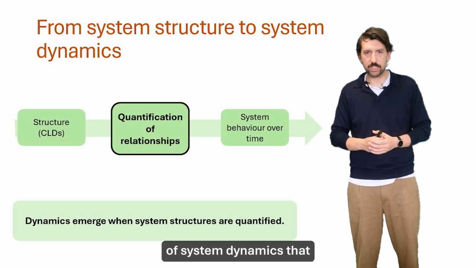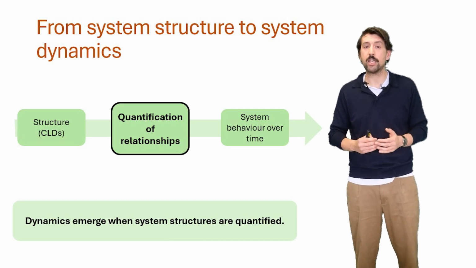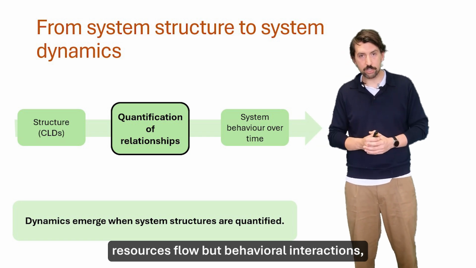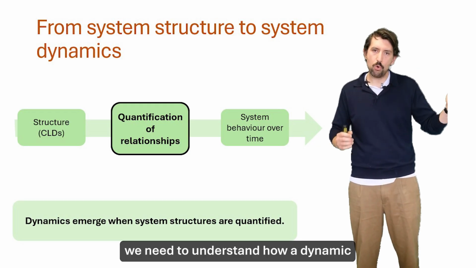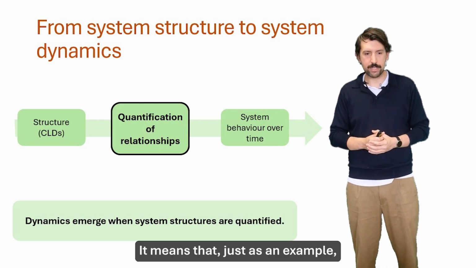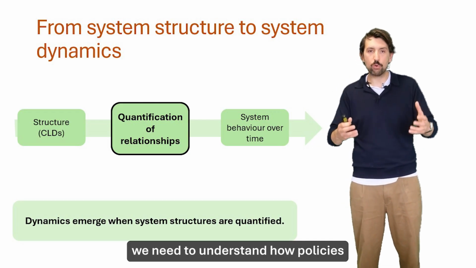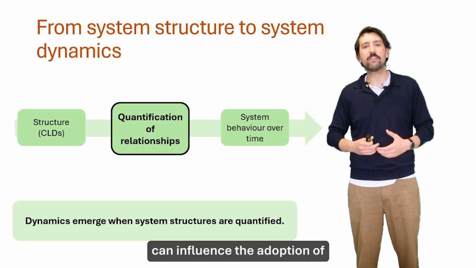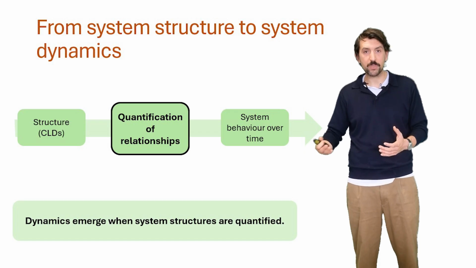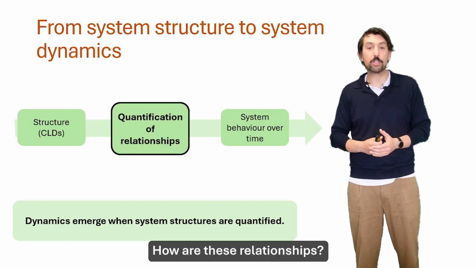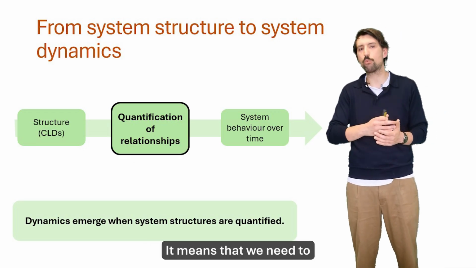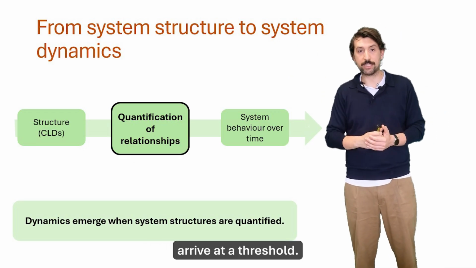In this kind of system dynamics, that is not represented by resource flows but by behavioral interactions, we need to understand how a dynamic influences others. It means that, just as an example, we need to understand how policies can influence the adoption of sustainable agricultural practices. How are these relationships? These relationships are characterized by non-linearity. It means that we need to arrive at a threshold.